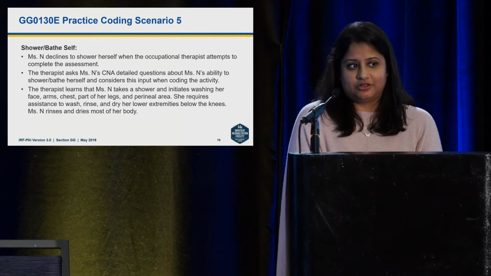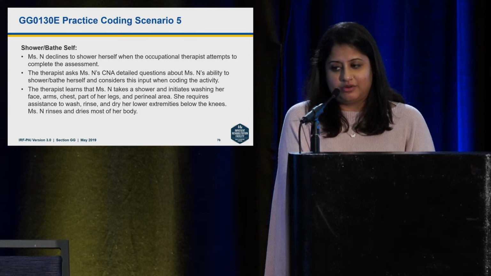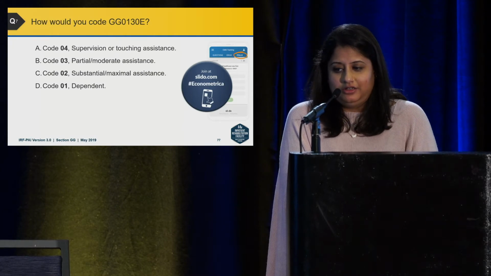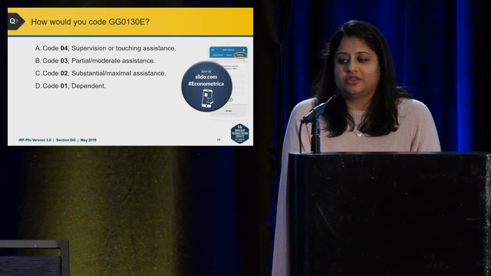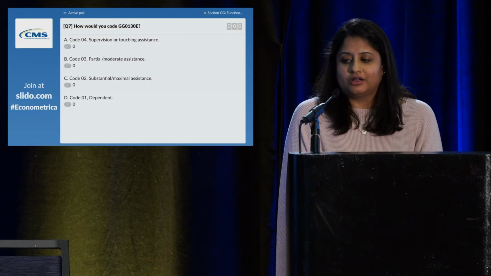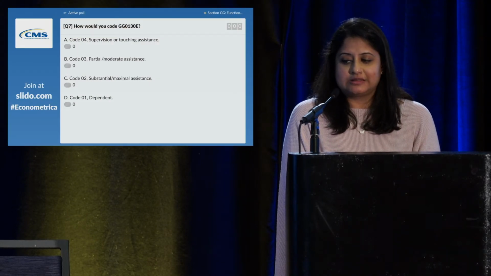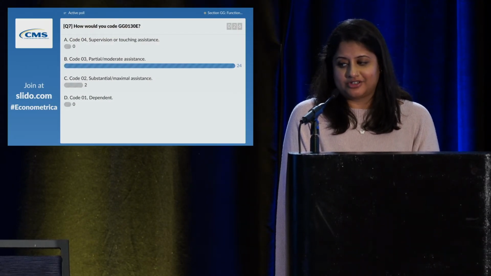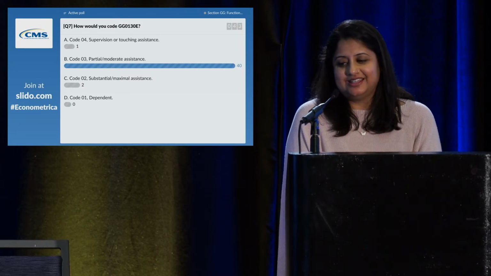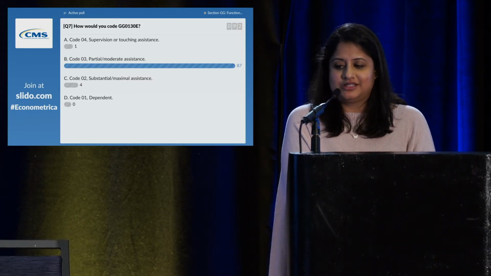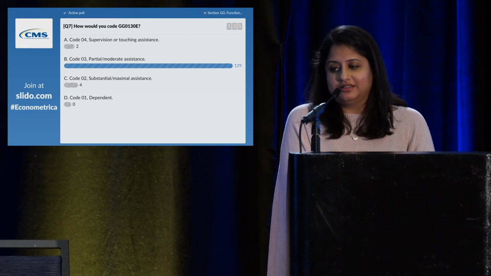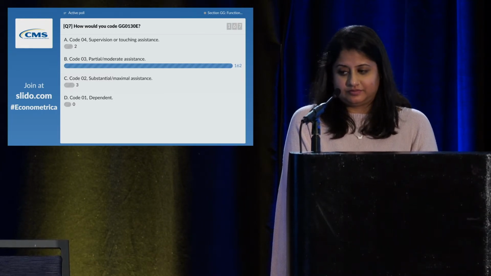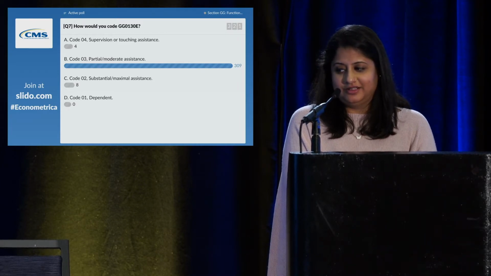So when coding the scenario, again, try to look back at the definition, remembering what the definition is. Your options to code GG0130E are A, O4, supervision or touching assistance, B, O3, partial or moderate assistance, C, O2, substantial or maximal assistance, or D, O1, dependent. Looks like we're getting overwhelming responses for B.